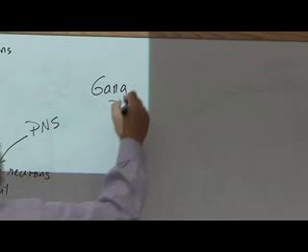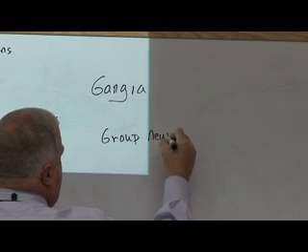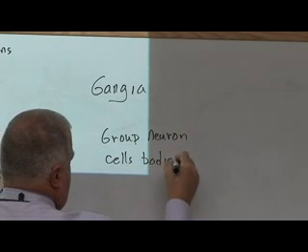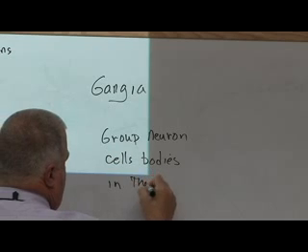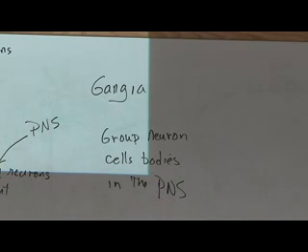So a ganglia is a group of neuron cell bodies in the PNS. So if we have any neuron cell bodies outside the central nervous system, they're aggregated into groups that we call a ganglia. We're going to look at the last slide and look at one in a second. So there's another word.